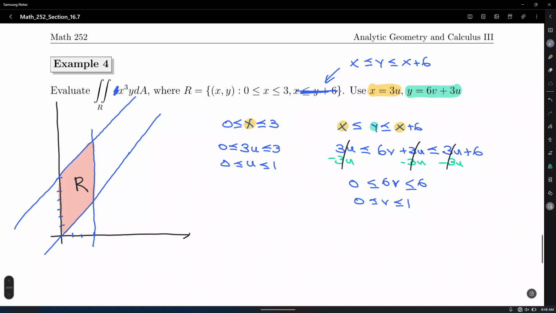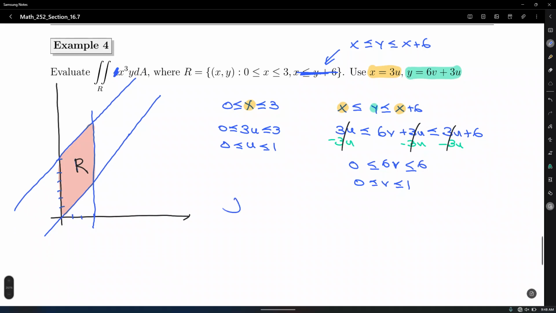Isn't that a lot easier rather than plotting the points and calculating the new point from the world of R to the world of S? That's because the way the region was given and the choices of x and y in terms of u and v were in a convenient way. So we saved a lot of the work. We're ready to compute the Jacobian here.